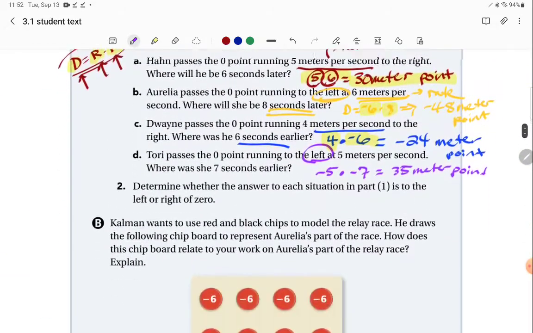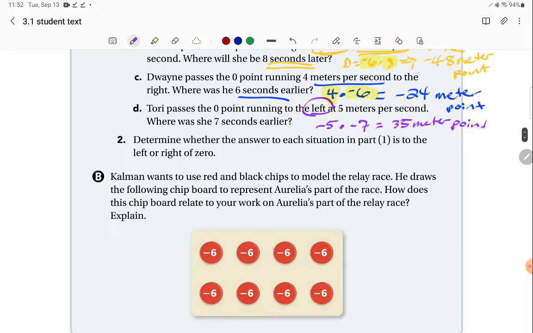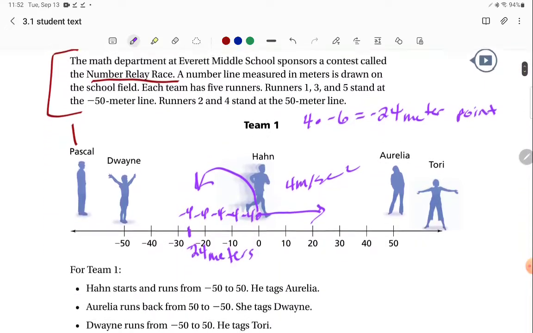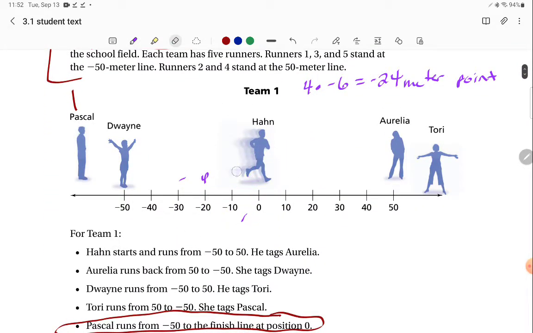And then on the last one, Tori passes this 0 point running to the left at 5 meters per second. So let's start this over. So running to the left at 5 meters per second. So running this way at 5 meters per second. And we know that is a negative because it's running to the left. So that is represented by a negative 5. And then it says, where was she 7 seconds earlier?